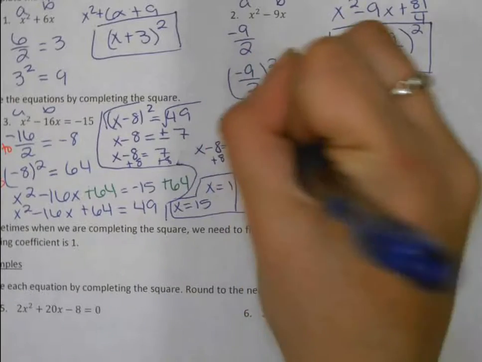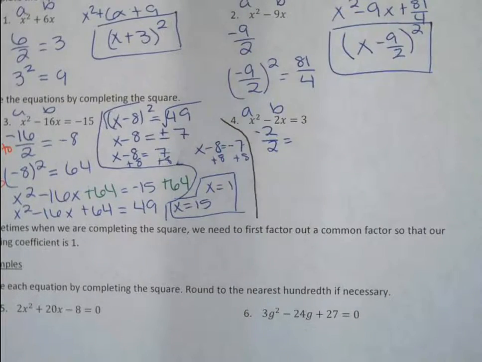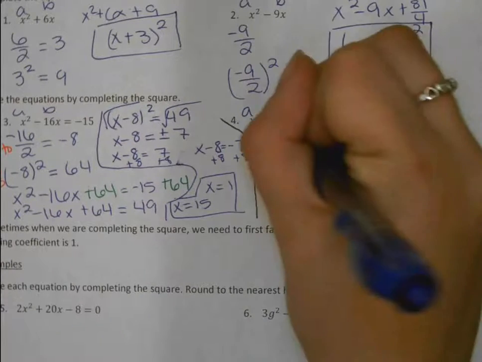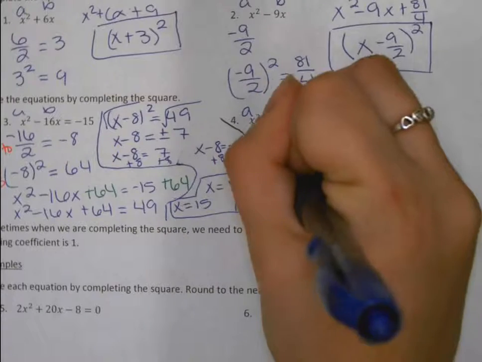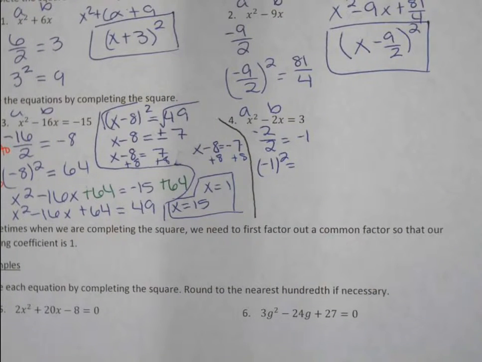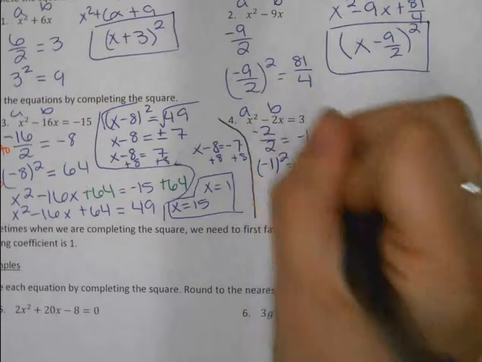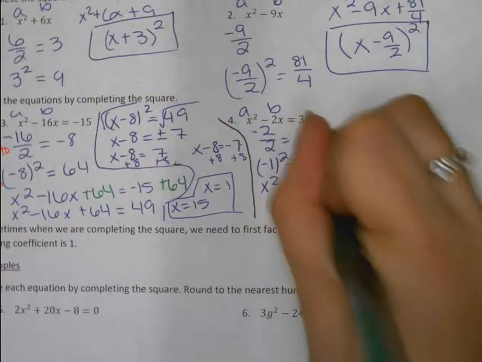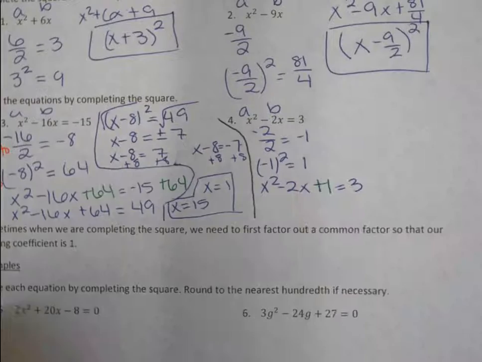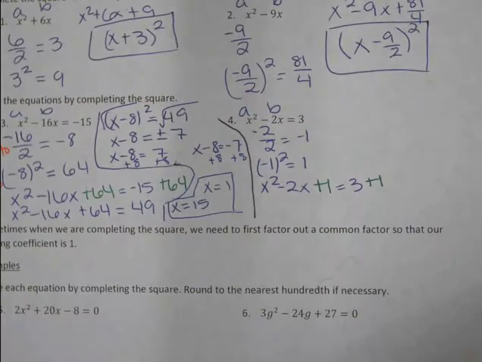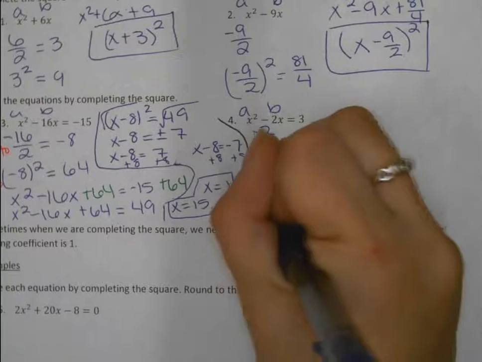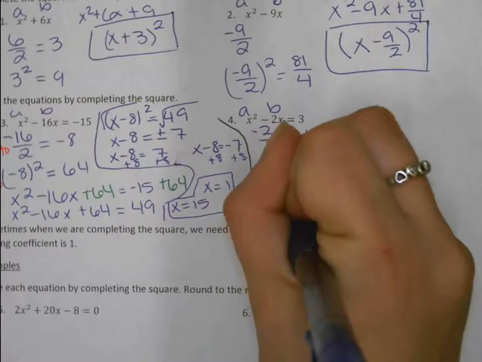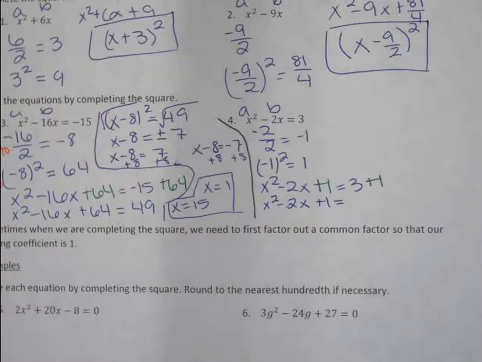I'm going to find half of negative 2, which is negative 1. Negative 1 squared is 1. Then I'm going to add 1 to both sides. So I have x squared minus 2x, and then plus 1 equals 3 plus 1. So then I'm going to write the left side all over again. What's 3 plus 1?